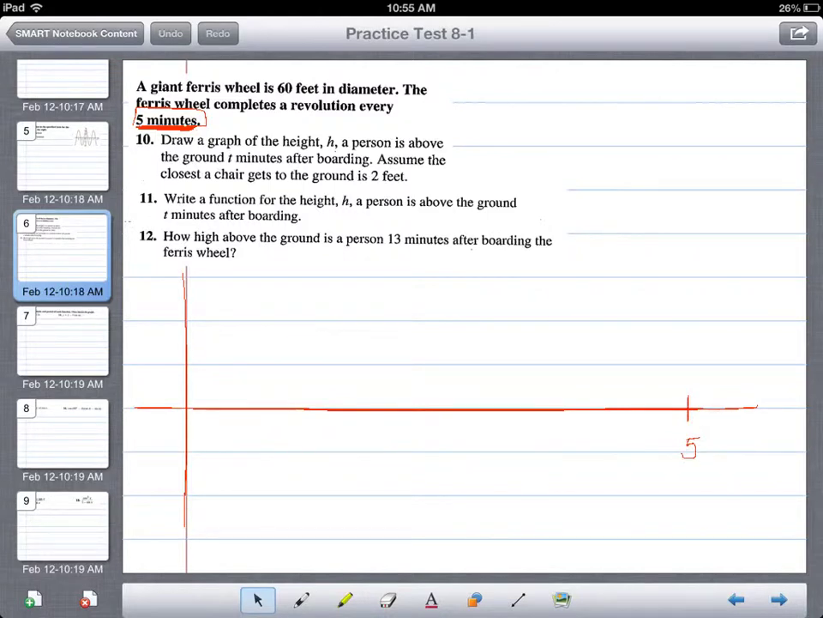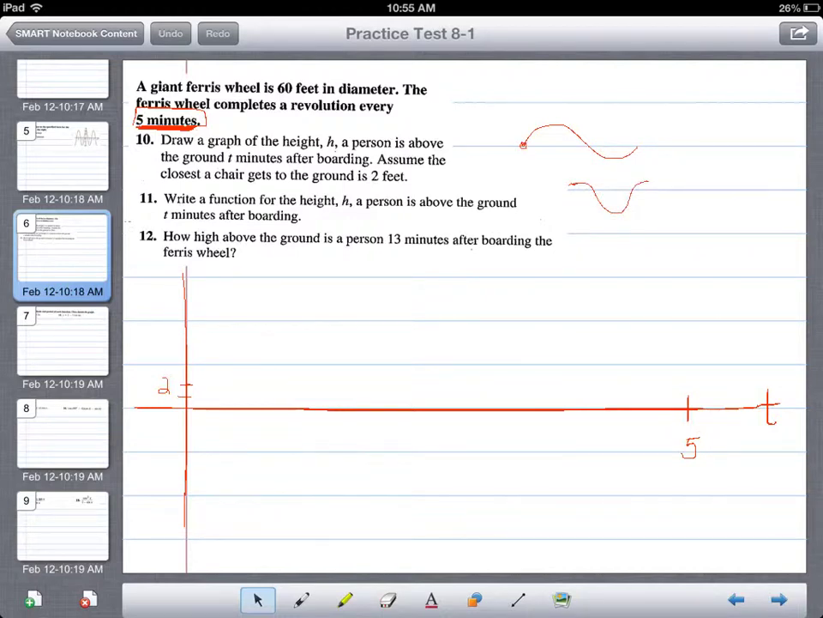Alright, now it says we need to draw a graph of the height h a person is above the ground t minutes, so the x-axis is t minutes after boarding. Assume the closest a chair gets to the ground is 2 feet, so we can't be dragging on the ground, can we? So we are 2 feet above ground when we start. Now we have a couple choices. Either we can do a sine curve or a cosine curve. What do you think when a person boards?